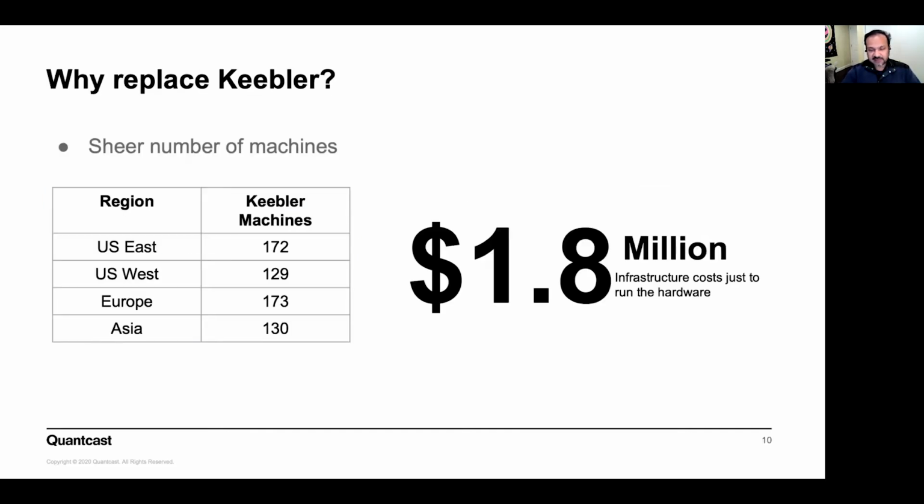So given the circumstances, it has worked well for us since 2010. It has a good latency performance most of the time. So why are we thinking of replacing Keebler? The big thing for us was the number of machines. It takes a lot of machines to run the Keebler cluster. It's a huge cost. Plus, it's also an operational headache to maintain this large number of machines for each cluster.